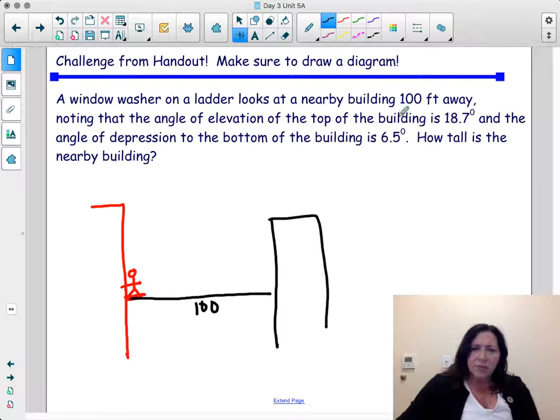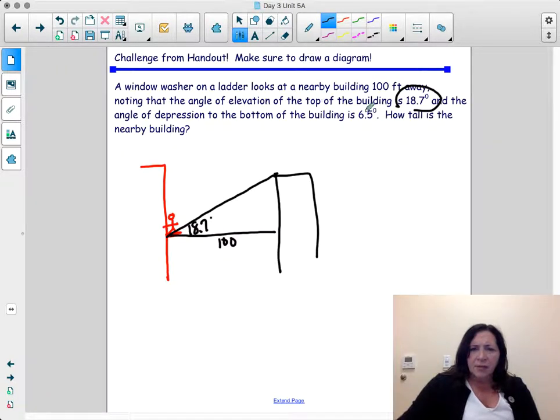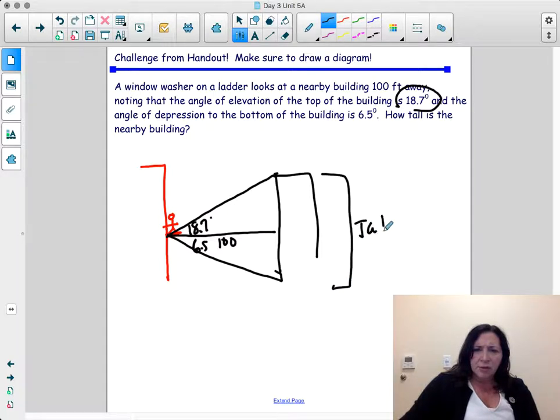And so what this person is looking at, she notices that the angle of elevation is 18.7. So looking up, this is 18.7 degrees. And the angle of depression to the bottom of the building, which is down here, is 6.5 degrees. It says, how tall is the building? Well, this is the building. This is how tall it is.